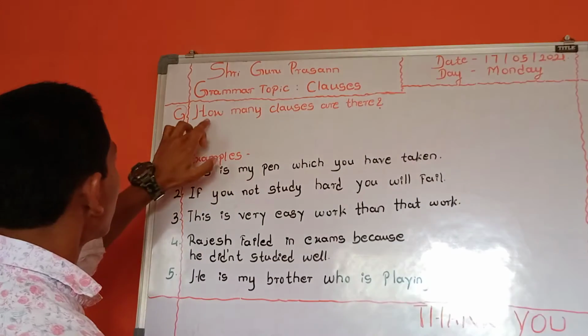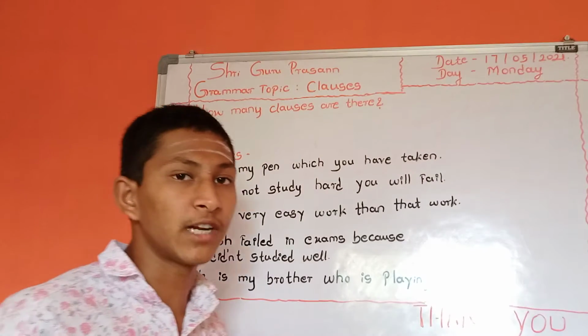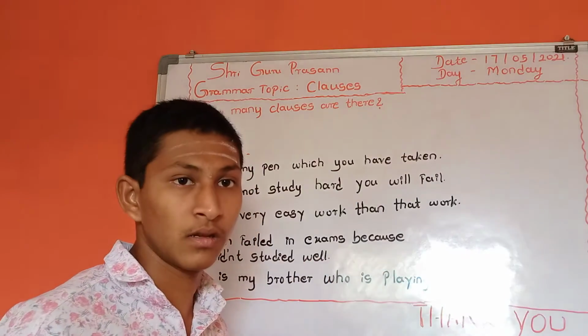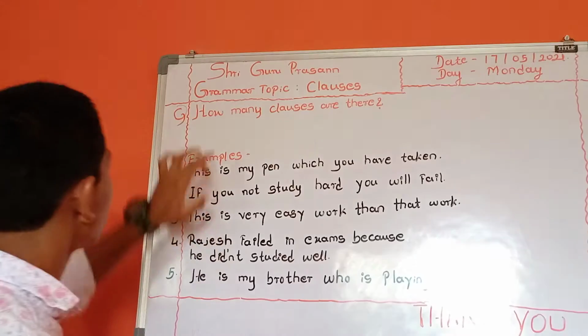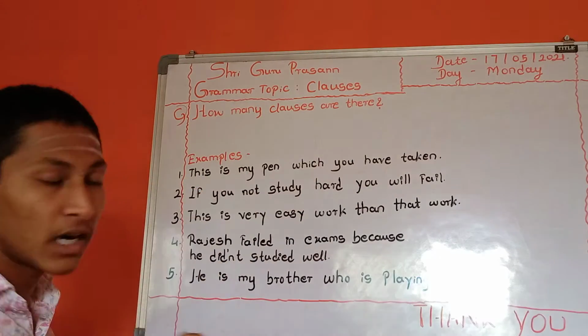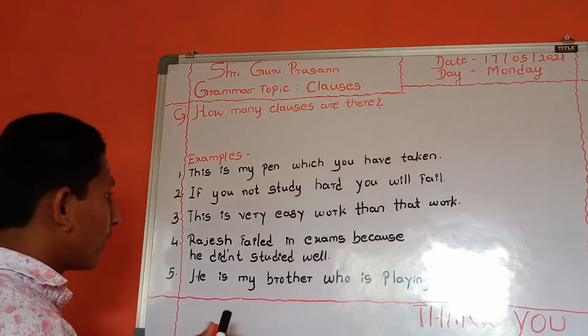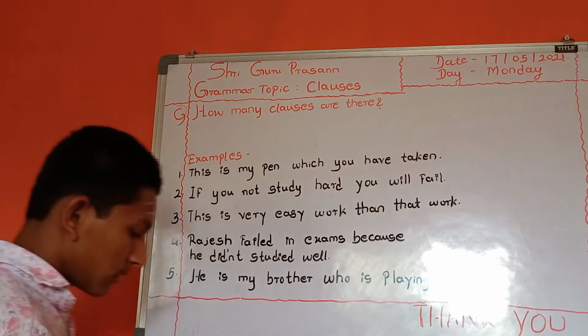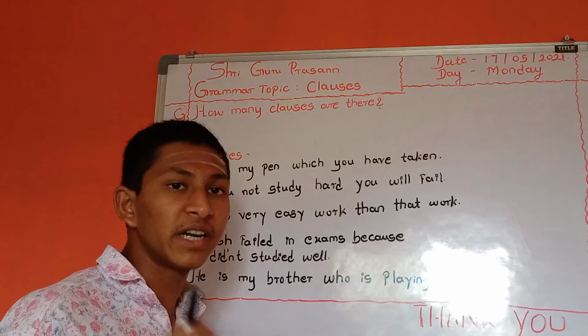And today the topic is about clauses in English grammar. First we have to understand what a clause is. A clause is nothing but a sentence. There are two types of clauses. The first one is the dependent clause and the other one is the independent clause.